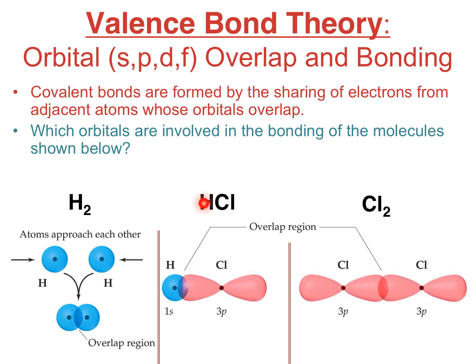If we have an HCl, the s orbital of the hydrogen and the p orbital of the chlorine overlap, and that's our bond. If we have a Cl to a Cl, the p of one and the p of the other overlap, and this is our bond.